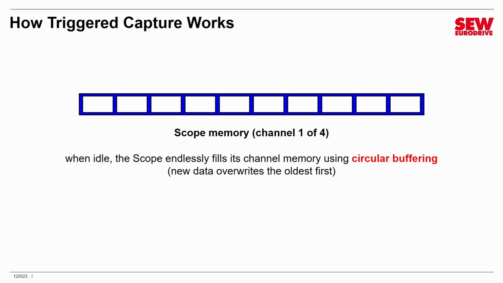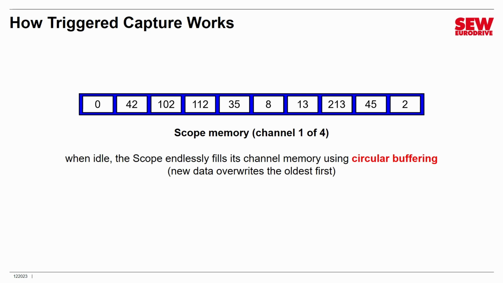Now, when you set the scope up, when it's idle, it's actually endlessly filling its channel memory. It uses a technique called circular buffering, which means it fills the memory and then it wraps around back to the beginning, overwriting the oldest data first, so it just keeps going around in a circle. Let me demonstrate that. Our scope is collecting data, it's filling memory, it's coming to the end, and notice now it goes back to the beginning and starts overwriting the older data first, goes around again, overwriting the older data first. It's just a big ring, going round and round and round.